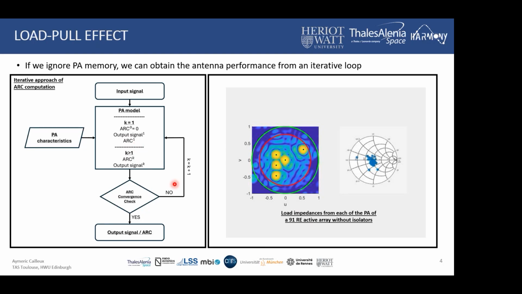If this load is equal to 50 ohm, then we have our output signal or active reflection coefficient. But if it's not, it means that we can compute a new active reflection coefficient from the output signal we computed. And we can reproduce this process again and again until we have convergence. At the end of this algorithm, we are able to compute the variation in time and due to the beamforming of the load seen by our power amplifier. Here is an example of 91 radiating elements hexagonal active array without isolators. And you can see that it's quite difficult to anticipate how this load will vary in time.